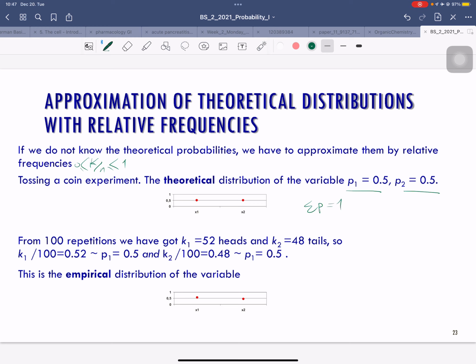Okay, and from 100 repetitions, we get 52 heads and 48 tails. Now we can find the relative frequency, which is very important. It is 0.52, approximately equal to 0.5, and the relative frequency k2 per n of 100 is 0.48, approximately half, and the sum of them will again be 1. 0.48 plus 0.52 will be 1 again. In this case, it is very important that the sum of these relative frequencies is also equal to 1.